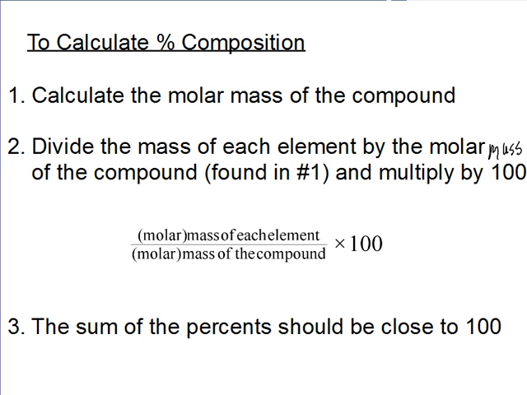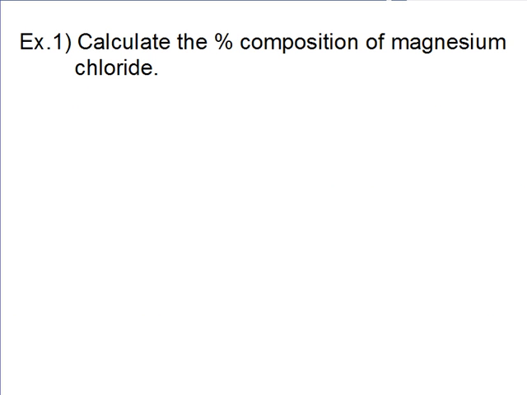All right, so then you're going to divide the mass of each element, however many elements there are, by the molar mass of that compound, which you found in number 1, and then multiply by 100. The sum of all those percents for each individual element should be close to 100. Sometimes it won't be exactly 100, but it should be pretty close. All right, so let's calculate the percent composition of magnesium chloride.